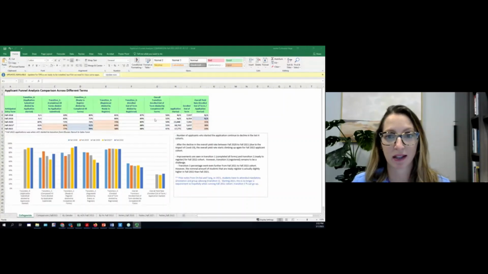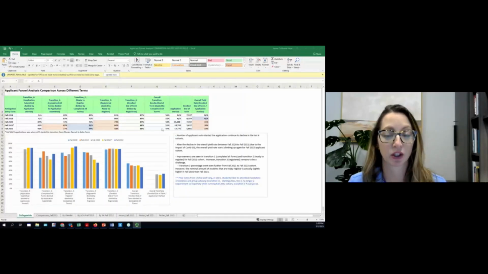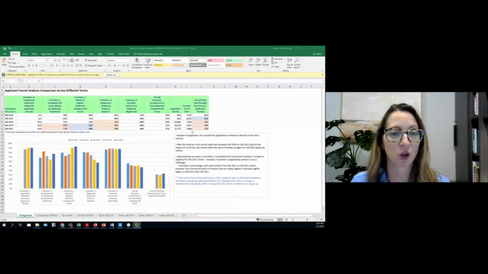And then we have these overall transition points. You can also see how many individuals started applications and how many were enrolled at the end of that funnel. And then we get a total yield rate by looking at the whole process. So for this whole process, about 33% of the individuals who started an application actually were enrolled by the end of the term. And that was 5,866 students.